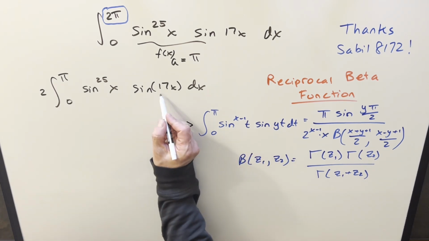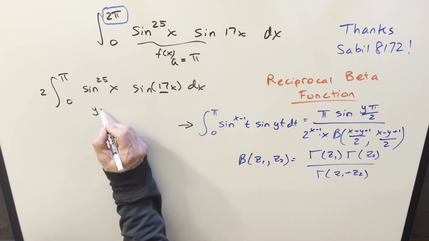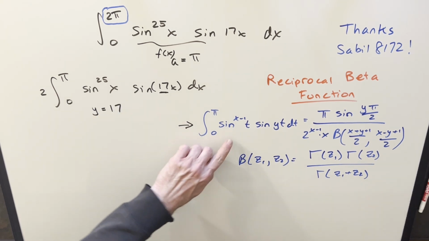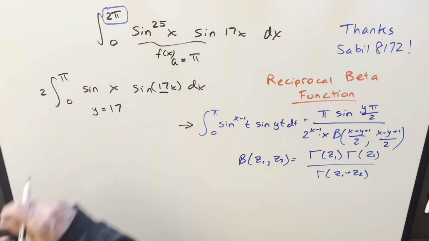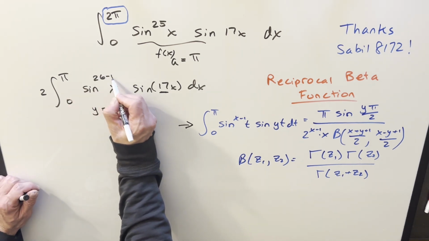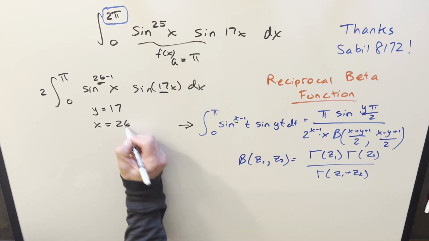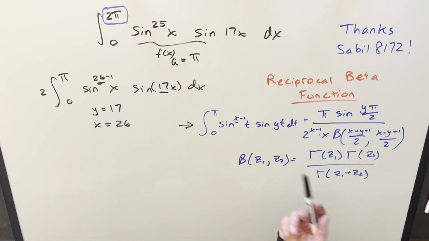So for the y value, it's just going to be on the sine. So we have our y, and this formula is going to be 17. For our x, we can just rearrange this slightly, write this as 26 minus 1. So our x value here is going to be just 26. And then for the formula on the right, it's not too bad.